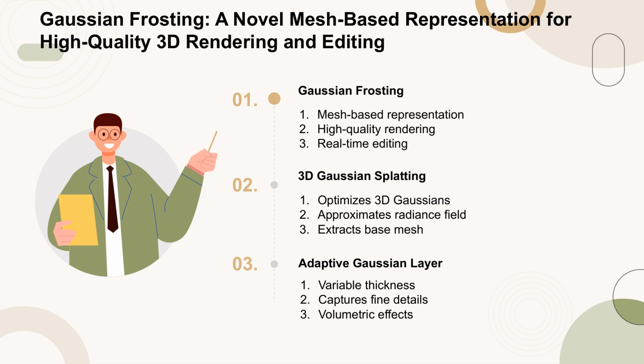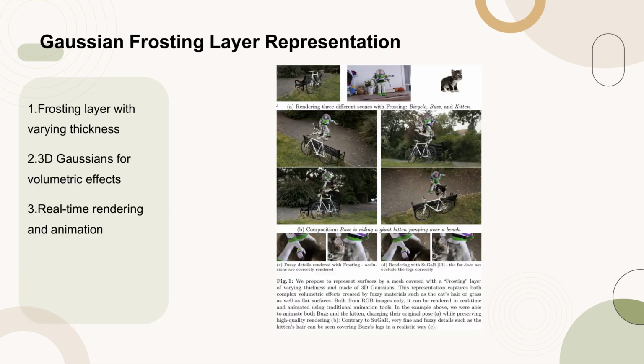The effectiveness of the method is demonstrated on various synthetic and real scenes, showing superior performance compared to existing surface-based approaches. Additionally, the authors plan to release their code and a web-based viewer. Figure 1 illustrates the proposed representation of surfaces using a mesh covered with a frosting layer of varying thickness composed of 3D Gaussians. This innovative approach effectively captures complex volumetric effects, such as those created by fuzzy materials like a cat's hair or grass, as well as flat surfaces.